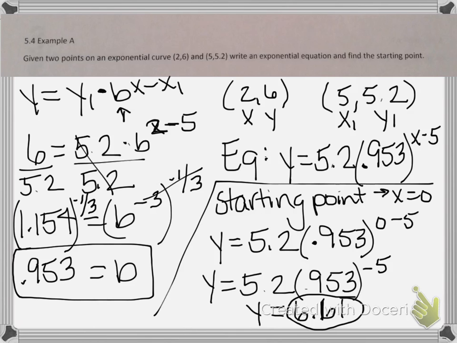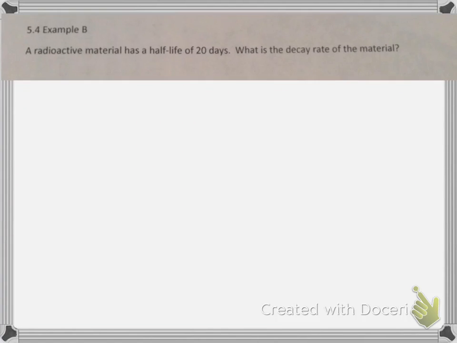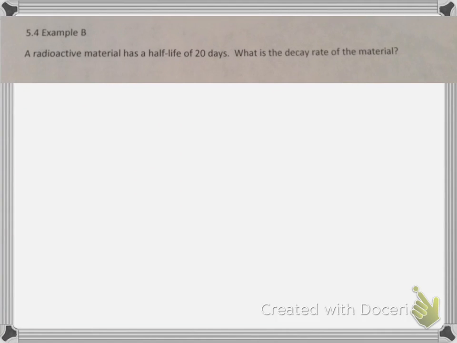Okay, so a quick review. Let's look at using the same technique with that point ratio form, but in a real world problem. So here's a radioactive material that has a half-life of 20 days. What's the decay rate of the material? And again, this is 5.4 material that we're talking about that'll help you on your quiz, not directly related to what we did in the investigation today.